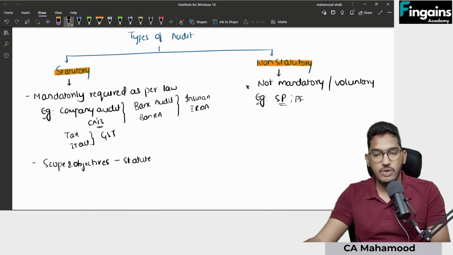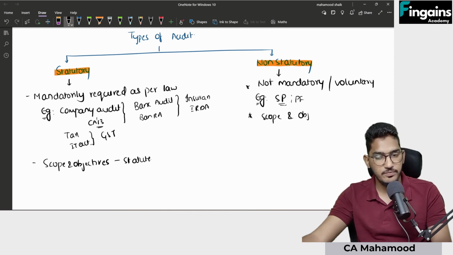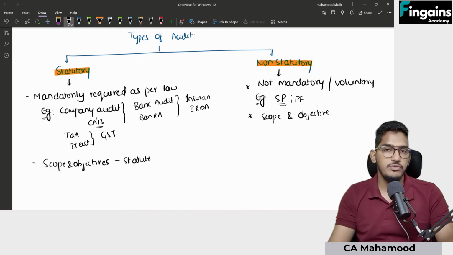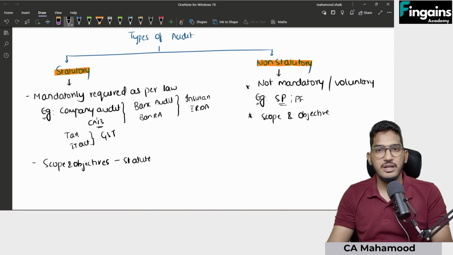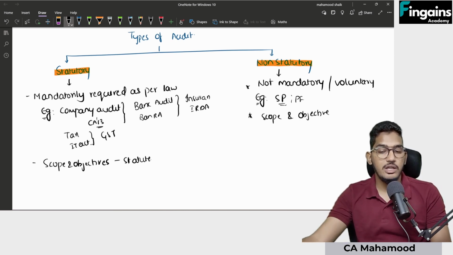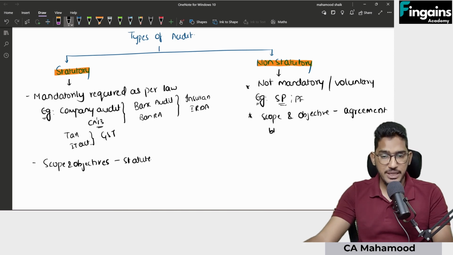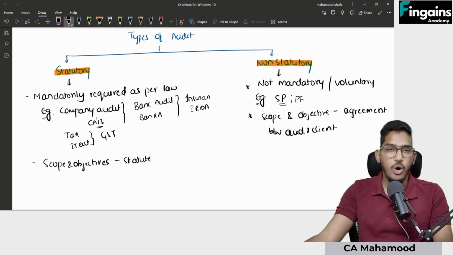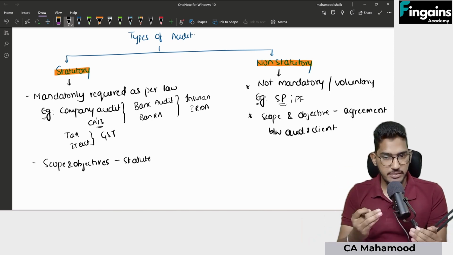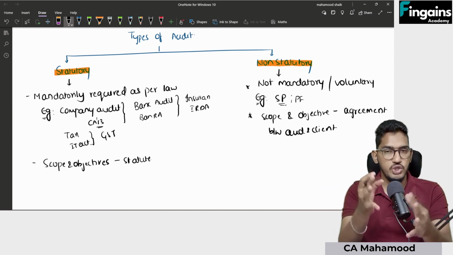Whereas when it comes to non-statutory audit, who will decide scope and objective, guys? Who do you think will decide? Here there is no law itself to decide. The audit itself is not mandatory under any law, so definitely no law will say the scope and objective of the auditor. Then who will decide? It will be purely by way of agreement between the auditor and the client. Auditor and client will sit across the table, discuss and come to one mutual conclusion.